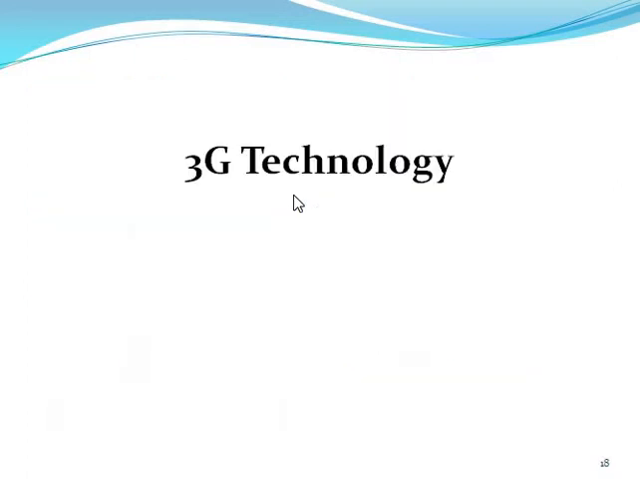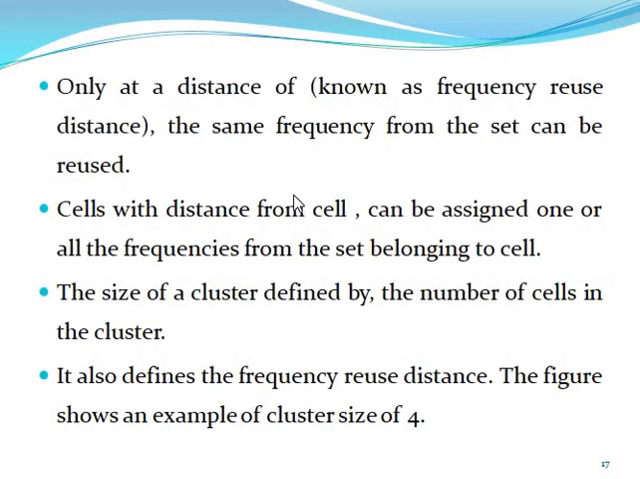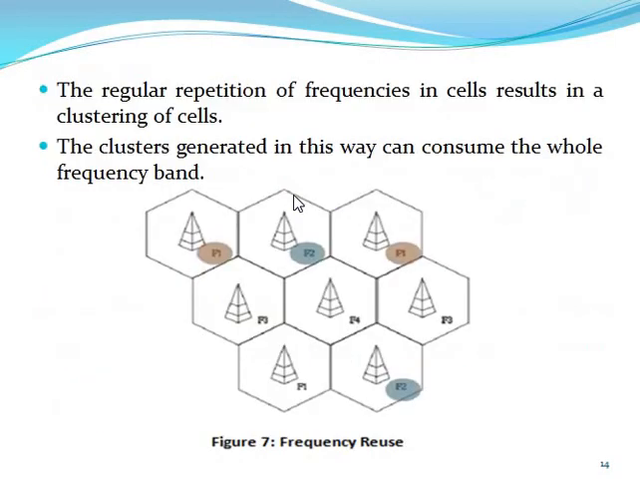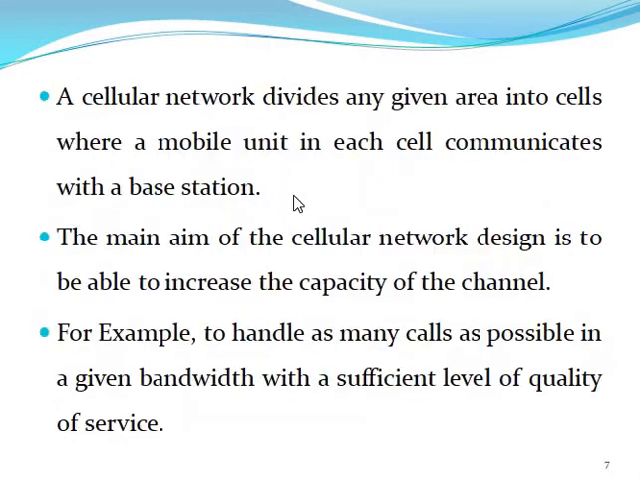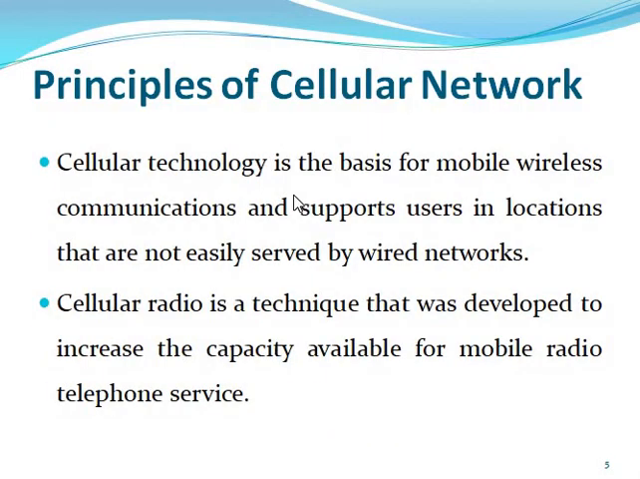Next, we will discuss 3G technology, after covering all the topics so far. Now we discuss the principle of cellular networks. How can you use cellular networks? They are used for mobile wireless communication to support any location and are directly used for the network.